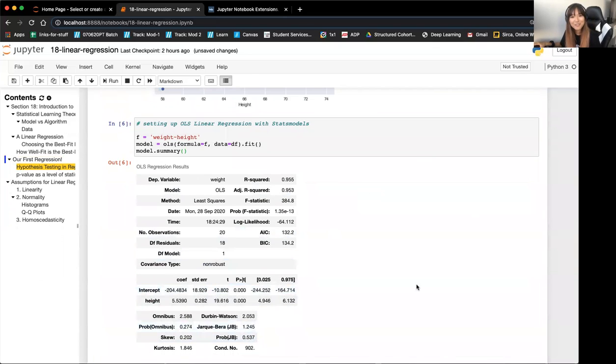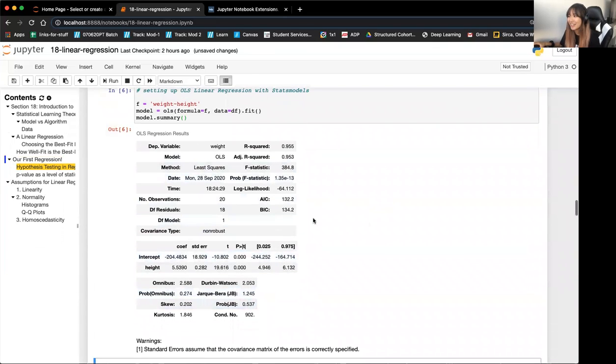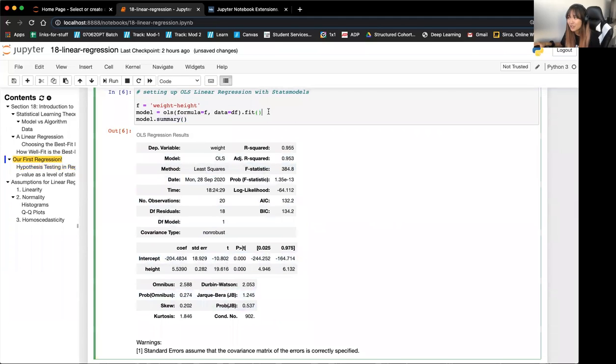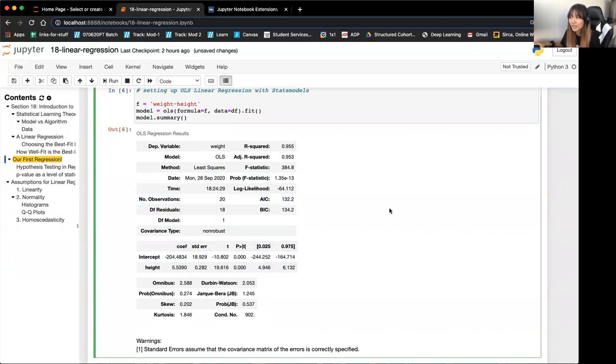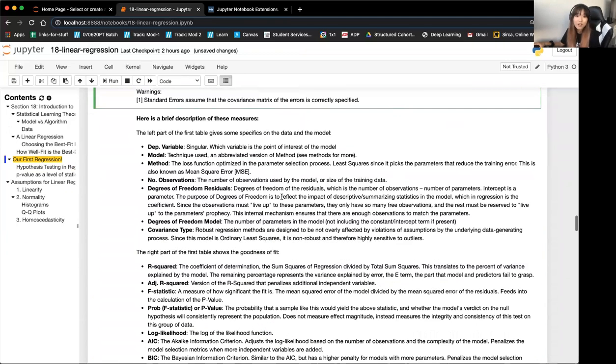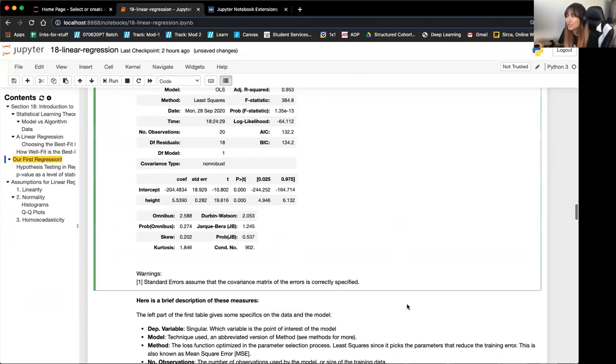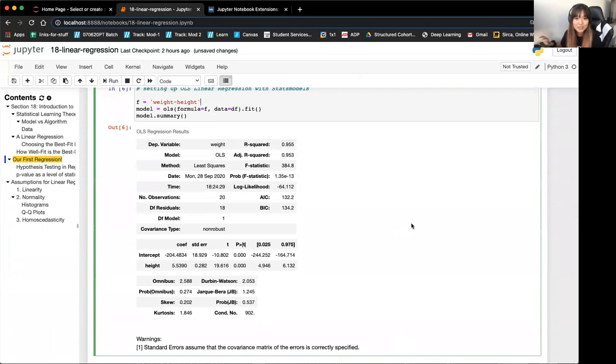And here's our first OLS summary. Whenever you do model.summary after you fit a model to any data, you're going to get this output. And there's a lot going on here. I actually copied this from one of the labs. One of the labs goes through every single piece of this output, but I want to just talk about the important ones that we're going to need to interpret.